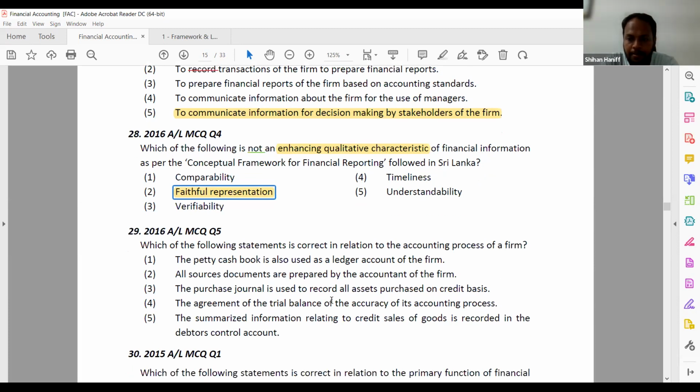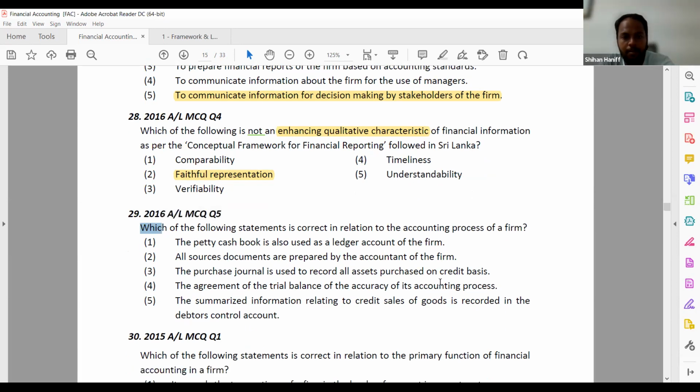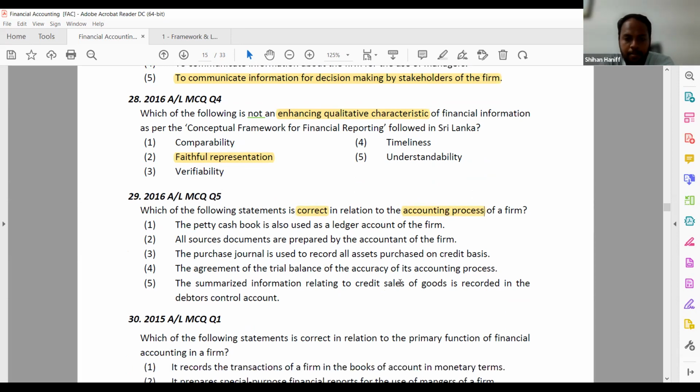Question 29. Which of the following statement is correct in relation to the accounting process of a firm? So we didn't individually do it, but I hope you all can do this question.